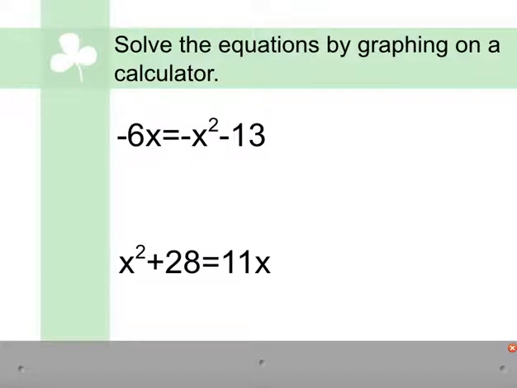So on this, we can also solve these equations by graphing on a calculator. And so we're going to do that next, and then we'll finish up the video. Okay, so you can always solve by graphing by hand using all of those important points, but we can also practice graphing these on a calculator. So I'm going to graph this one here, negative x squared minus 6x minus 13.